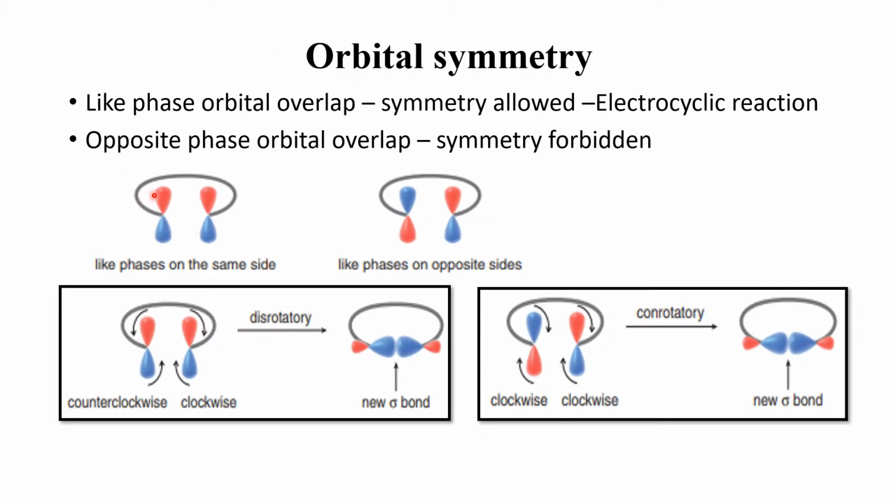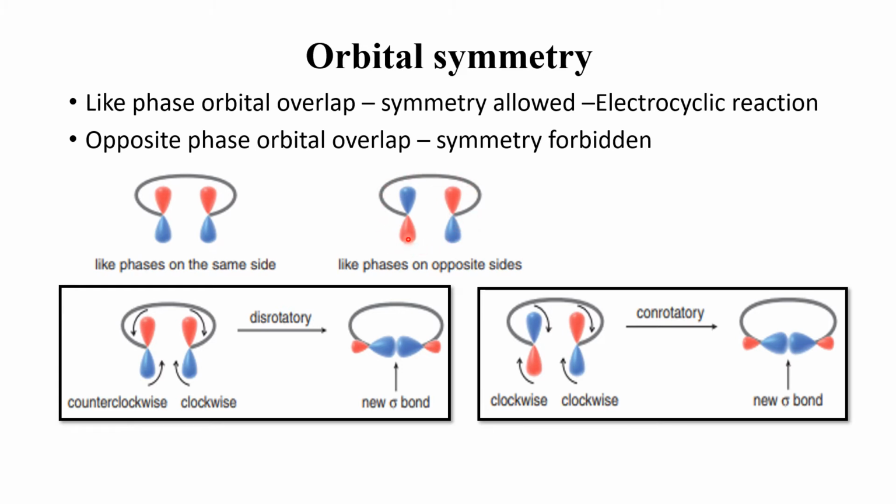See, in this, orbital symmetry is very important. When the orbitals are in like phase, they will overlap and proceed to the electrocyclic reaction, because it is a symmetry allowed overlap. When they are in opposite phase, this is not allowed. This is a symmetry forbidden overlap. So in this type of reaction, the electrocyclic reaction will not take place. So what do we need to do when opposite phases are there?